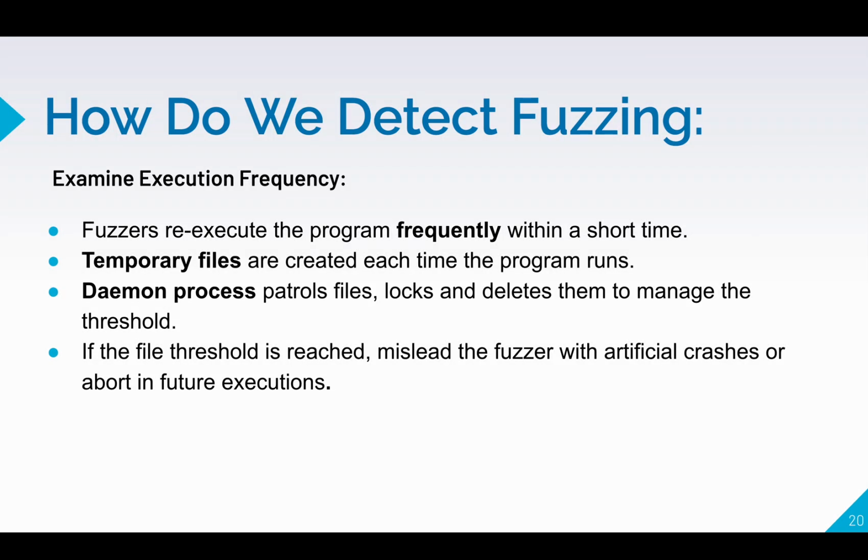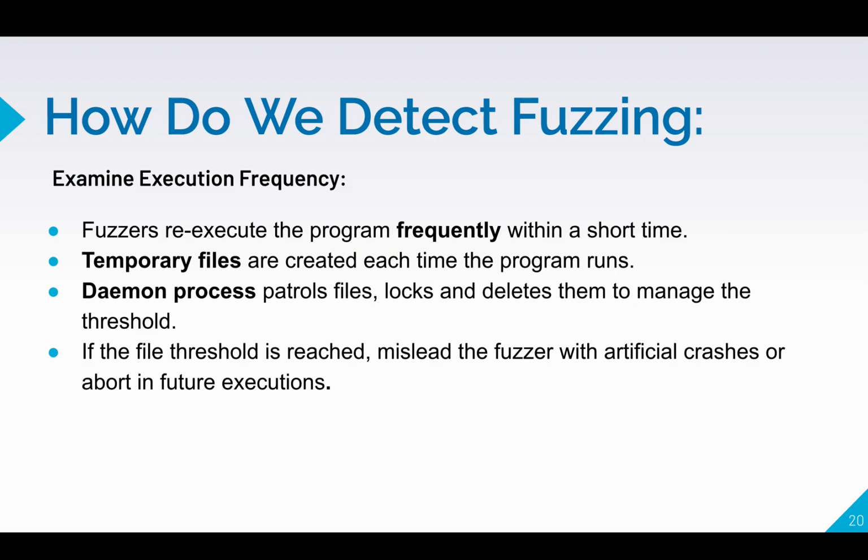So the way we detect fuzzing is, first of all, as I talked about before, we examine the execution frequency. Usually fuzzers execute the target binary frequently within a short time. With our binary, we ship a daemon process. As soon as the binary runs, it spawns a daemon process in the background, which patrols a temporary file. It locks the file and deletes them to manage a particular threshold.